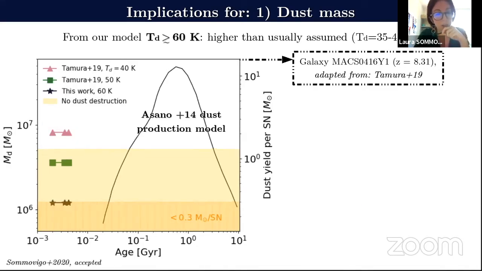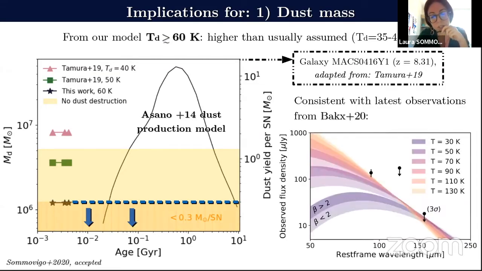In particular, if we consider a slightly larger dust temperature of 60 Kelvin and above, we are perfectly in line with both the Asano model and constraints from supernovae studies, as we only need less than 0.3 solar masses of dust to be produced in each supernova explosion. And we can allow for some dust destruction during the lifetime of the galaxy.